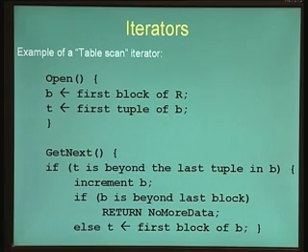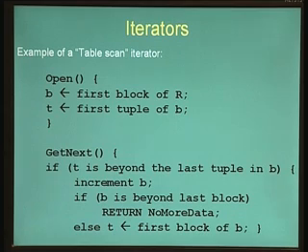Let us look at an example of the iterator function. We shall implement the table scan operator that we saw earlier using the iterator function. As we saw before, an iterator has three different functions: open, getNext and close. Assume that a table is contained within a file, and the file is organized as a sequence of blocks, that is, there are several blocks that make up the file.